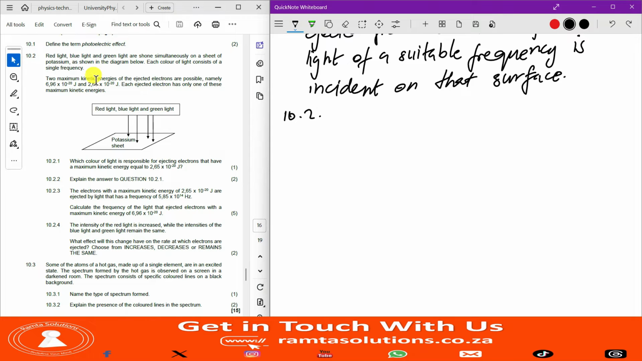10.2. Red light, blue light, and green light are shown simultaneously on a sheet of potassium. So it seems the potassium sheet is your metal surface. Each color of light consists of a single frequency. Two maximum kinetic energies of the ejected electrons are possible, namely 6.96 times 10 to the negative 20 joules and 2.65 times 10 to the negative 20 joules. Each ejected electron has only one of these maximum kinetic energies.